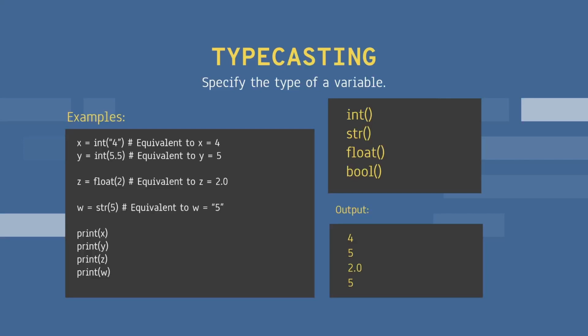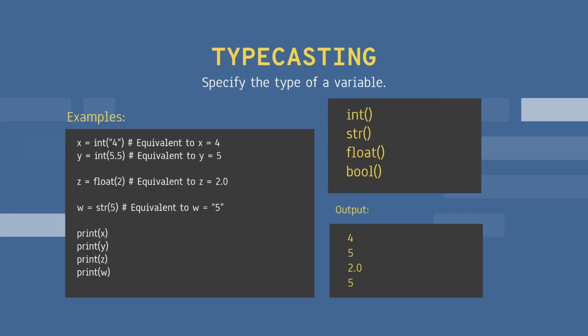In these examples, we're basically using typecasting to convert the data type of the values inside the brackets of the functions to other data types. So, as you can see, for the value of x, we are putting 4 as a string to be converted to an integer. So the value of x actually ends up being 4 as an integer.